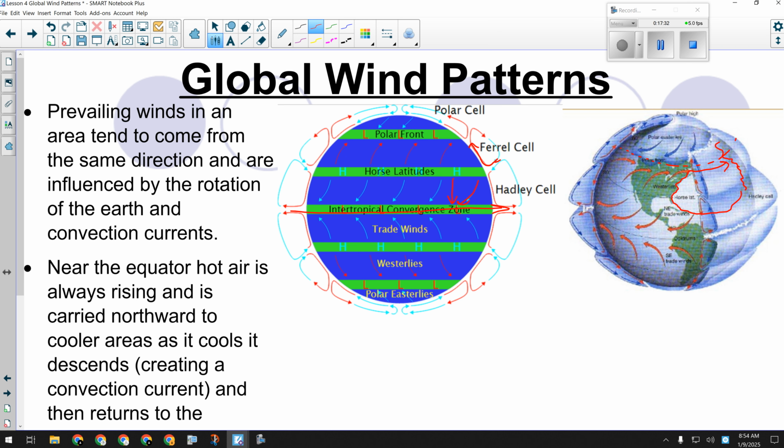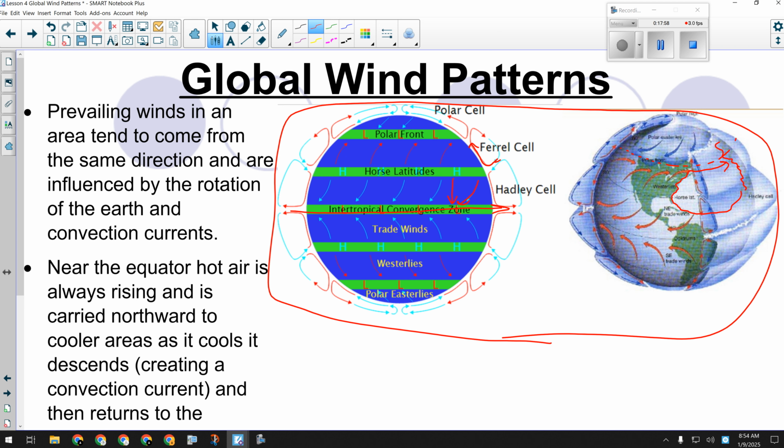Okay, so here's what you have to understand, and be able to tell me on a test. Prevailing wind patterns are caused by convection and the Earth's rotation. You need to be able to tell me about how these winds get deflected. Okay? So these two diagrams here, they're basically the same diagram, just drawn a little bit differently. These are really important.